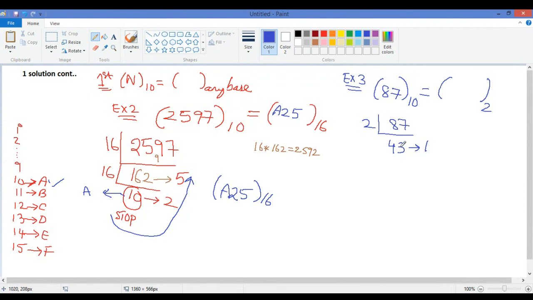Did you understand this step, all of you? In this example's first step, how did you get remainder 1? 2 goes 43 times in 87 and gives you 1 remainder. I'm sure you know how to calculate this in the calculator. You just divide 87 by 2, you will get 43, correct? And the remainder is 1. Is it clear? Abdul Khalif, do you have any question?